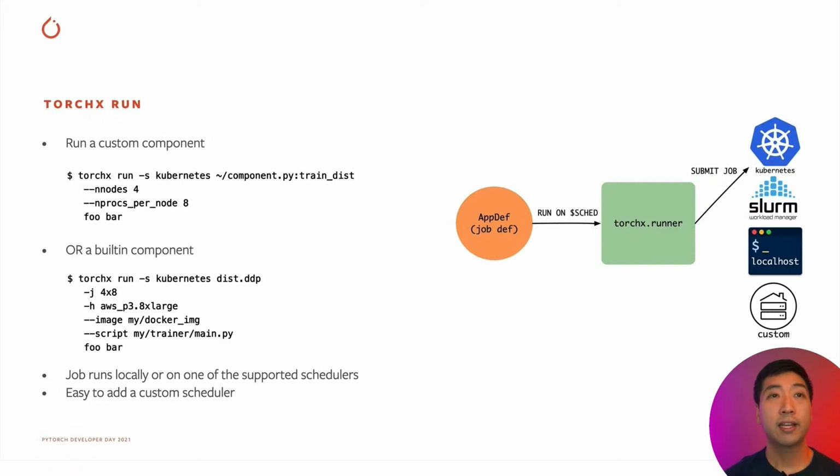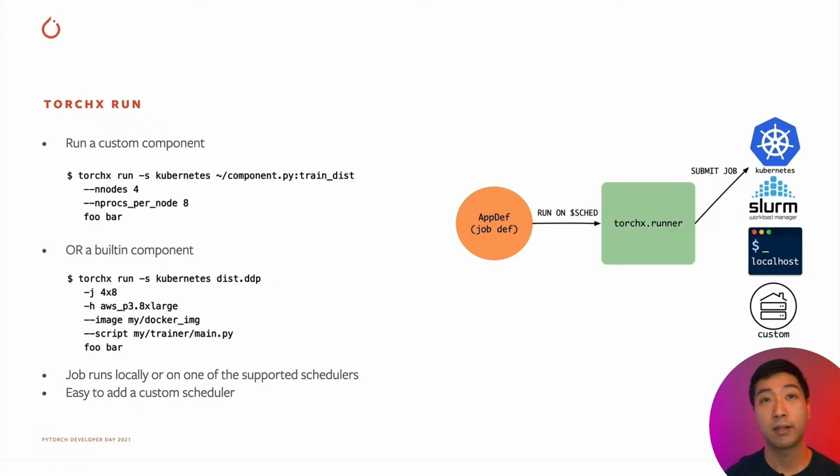The two CLI examples on the left-hand side show how to run the custom train dist and built-in dist-DDP components from the previous slide. And notice that the list of arguments we pass to the components are different since they're parameterized differently. Dist-DDP is more generic since it takes the image and script as parameters, whereas train dist is less flexible but simpler.